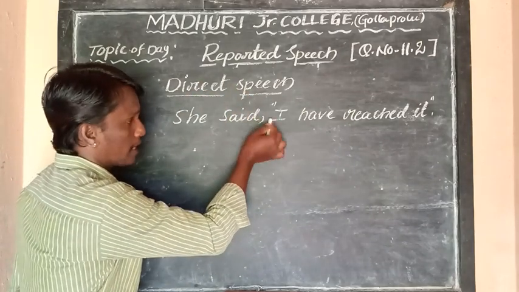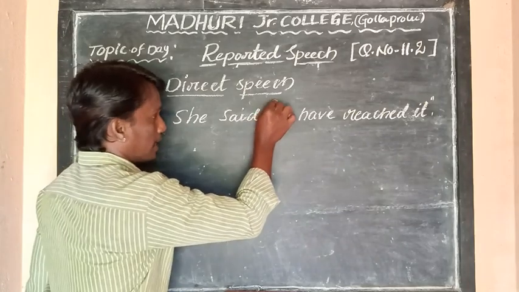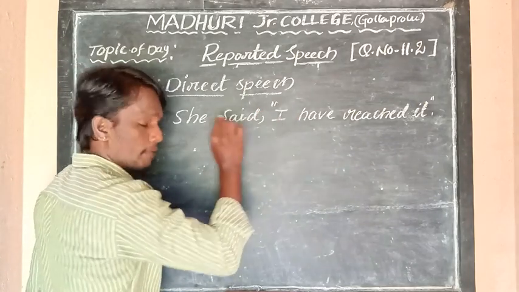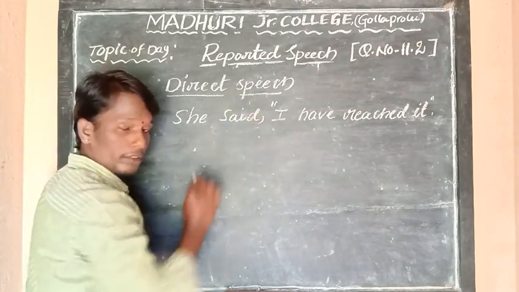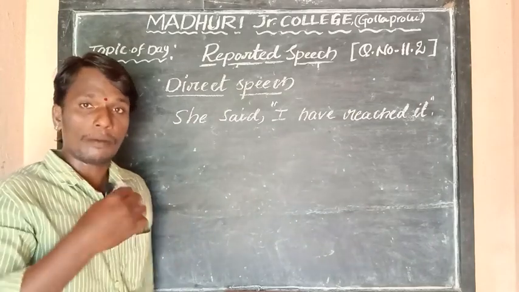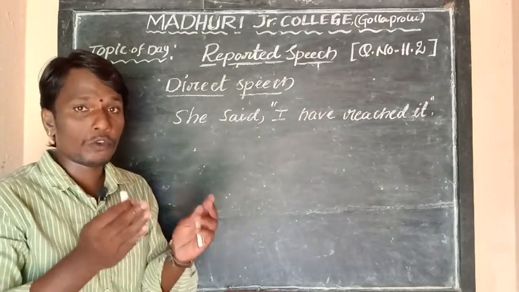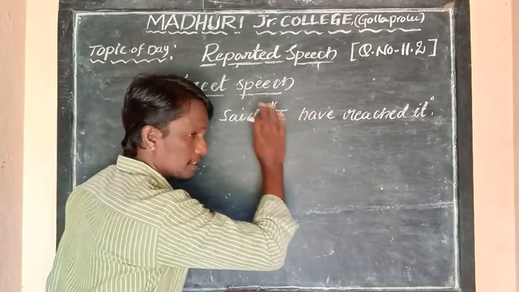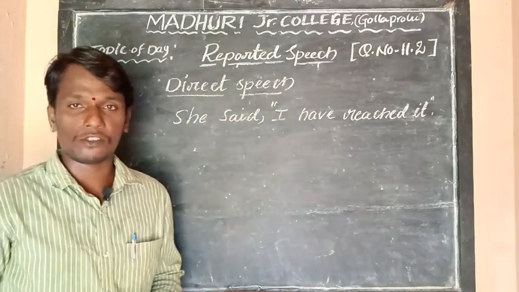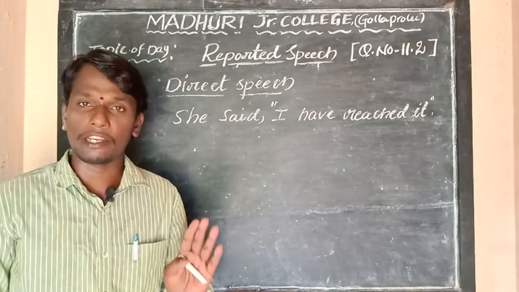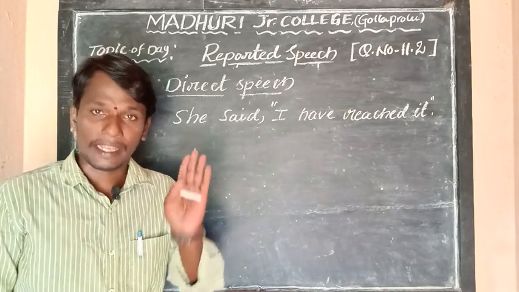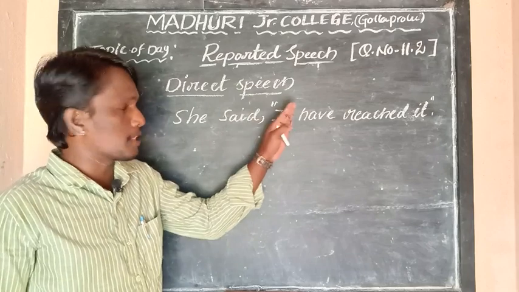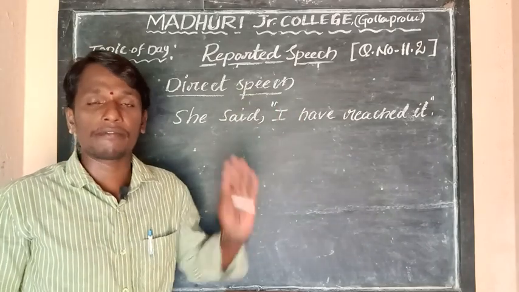And how do you say it is a direct speech? It is very simple. When you come across a sentence which is quoted in between inverted commas, that is clearly a direct speech. It is a very easy way to identify direct speech. So direct speech is nothing but a sentence which is quoted in between inverted commas.